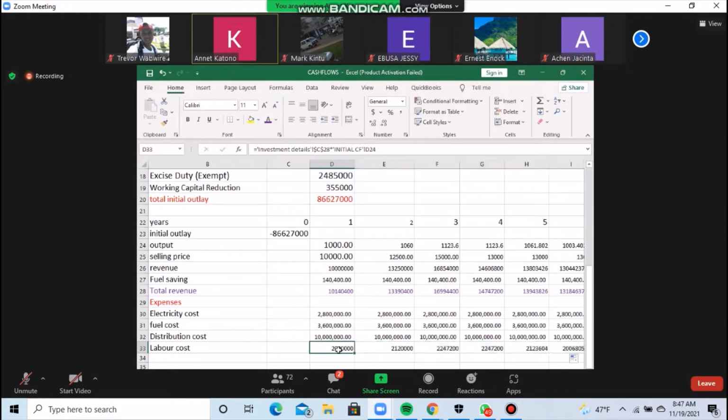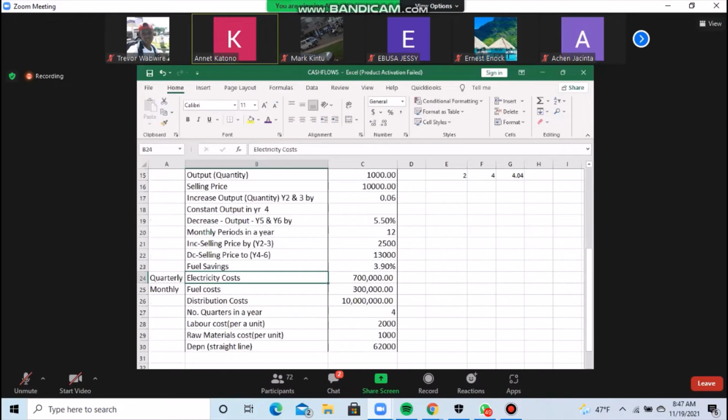Okay. We are saying that we have labor costs given here. And this labor cost is per unit. That every unit that you produce, you're going to pay labor of 2,000. Now, how much is going to be your total labor cost in a particular year? It is going to be the cost per unit times the number of units that you've produced in a given year. Not so?